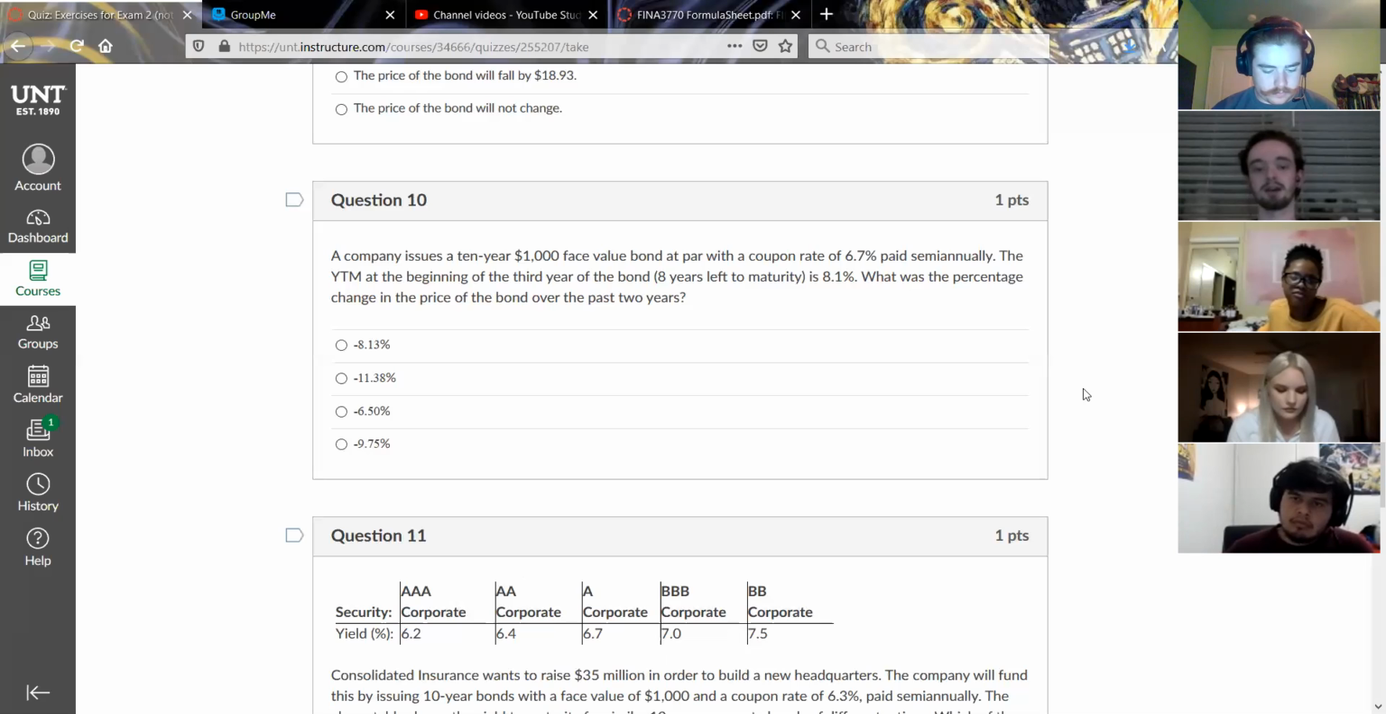So if you have a 6.7% coupon rate, that means it's 6.7% of 1,000. That's what your coupon payments are, what they're going to pay you in coupons. But since we're doing semi-annually, you divide that by 2. So for the PMT, it equals 33.5. The I should be 4.05 because that's the yield to maturity. Your interest is also your yield to maturity, so that's 8.1 divided by 2.